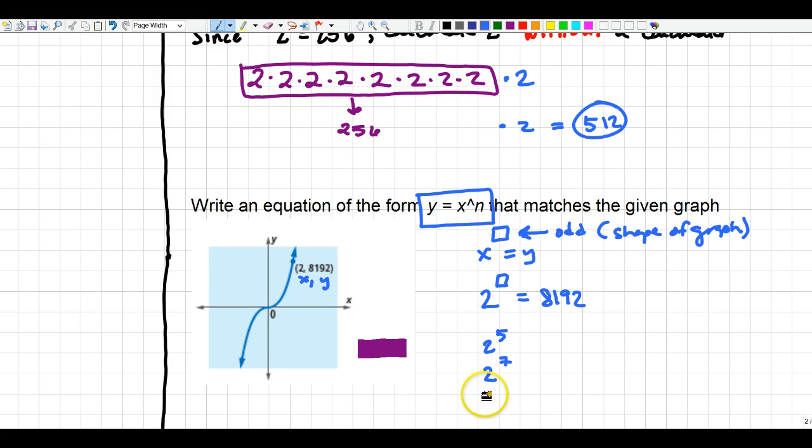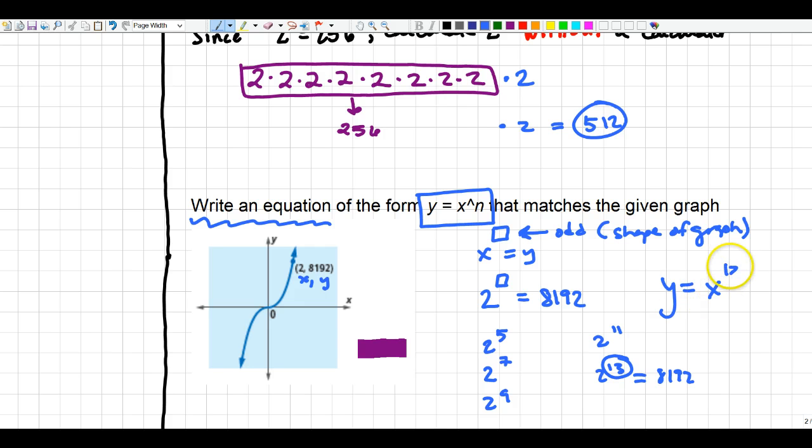And so when I do my trial and error over and over again, I've tried all of these, and it's not until I get to 2 to the 13 that I get the one that I'm looking for. So what's the missing power? 13. So now let's write an equation that matches that. So for my final answer now, I'm going to say y equals x to the 13.